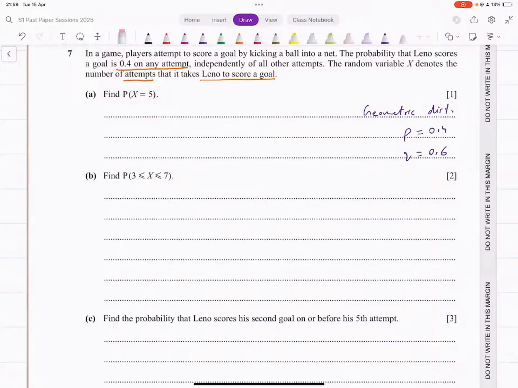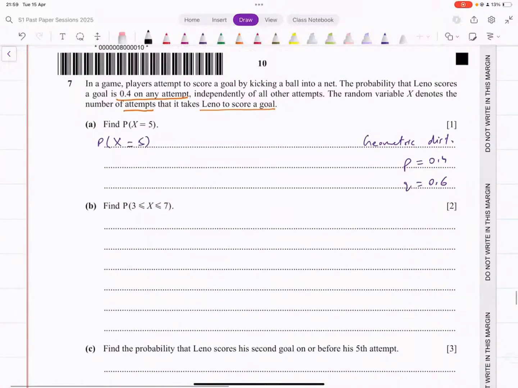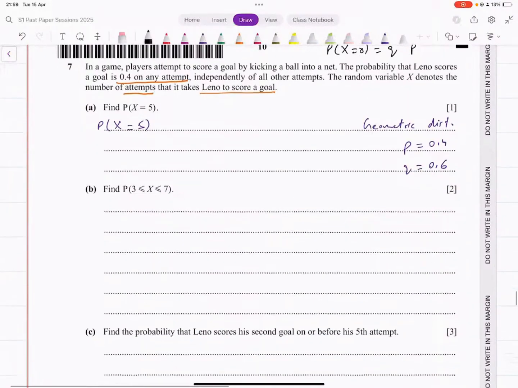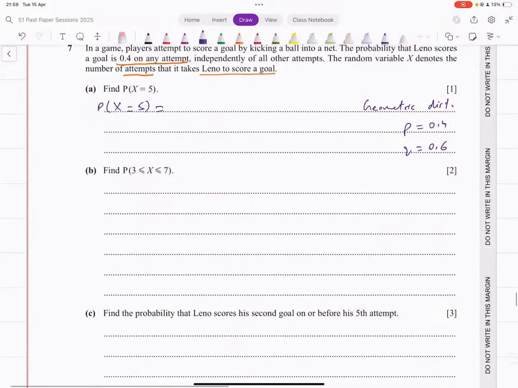X represents number of attempts. Okay. What's the probability that you get your first success on the 5th attempt? The formula for geometric distribution looks like this. Probability of x equals r is given by q raised to the power r minus 1 times p. So this is equal to 0.6 raised to power 5 minus 1, that's 4, times p, that is 0.4, and that's what gives you the result.